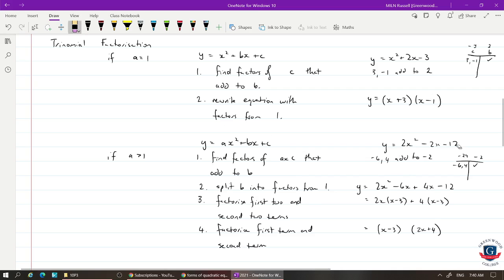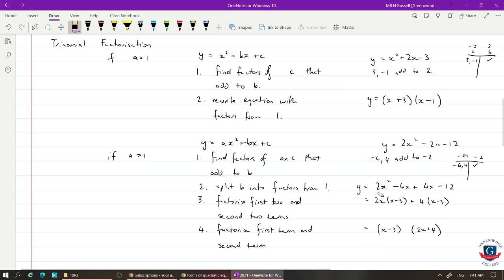We start with 2 times negative 12, wrote it up here, negative 24. Consider the factors of it that add to negative 2. In this case, negative 6 times 4 will multiply to negative 24 and add to negative 2. The factors we're looking for, and the sum that we're looking for. Now what we do is we split this term here into these factors. So you can see here I've still got the 2x squared, I've still got the negative 12, but I've split negative 2x into negative 6x and 4x. That still adds to negative 2x. This equation is still equal to this equation.